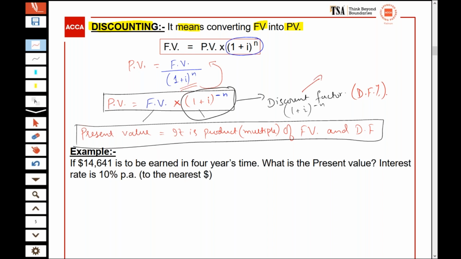And the discount factor will be available in your exam. There will be a sheet of the discount factor. It will be available in the exam either as a separate sheet, or it will be included in the question on your computer screen. Okay, so remember this formula. Present value is calculated as future value multiplied by (1 plus i) power minus n. And there is a sheet of discount factor. I will be displaying it here.